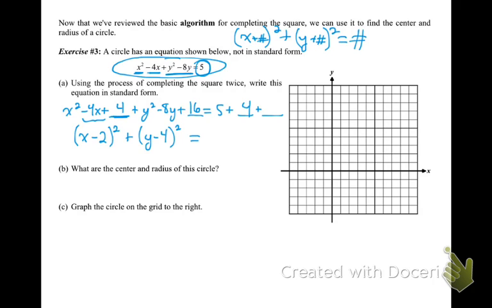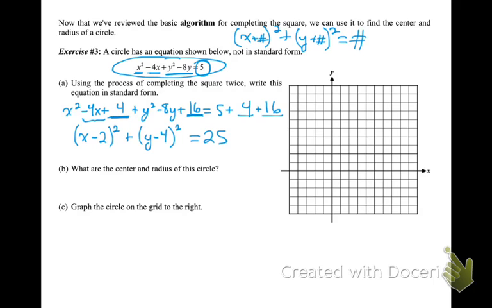By the way, notice that no matter what sign you have, the result is always positive. You should never have negative numbers in these blanks. Don't forget to add the 16 to the other side. If I add the 5, the 4, and the 16, that gives me 25. Hey, look at that. There's an equation that I'm more familiar with from yesterday's lesson. So from here we can find the answer to part B.